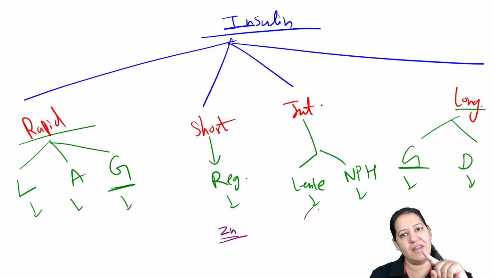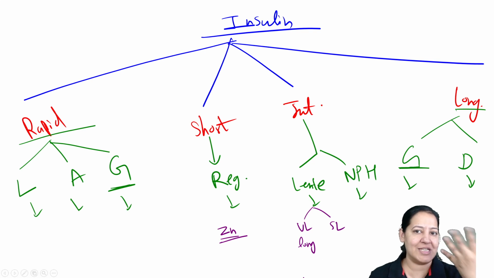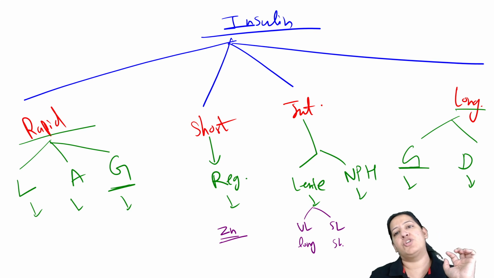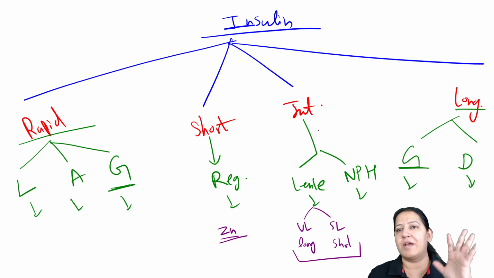Right? In lente, there are two types: ultra lente and semi lente. These are large, that's why long acting. These are small, that's why short acting. So the combination of the two will become intermediate.